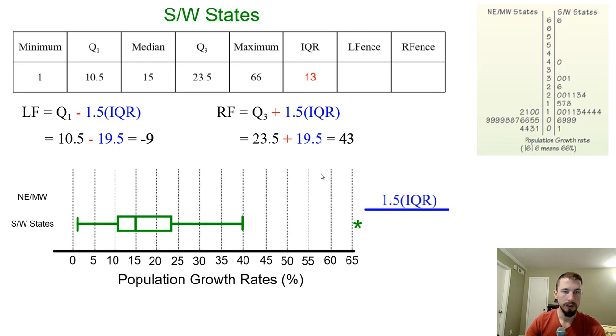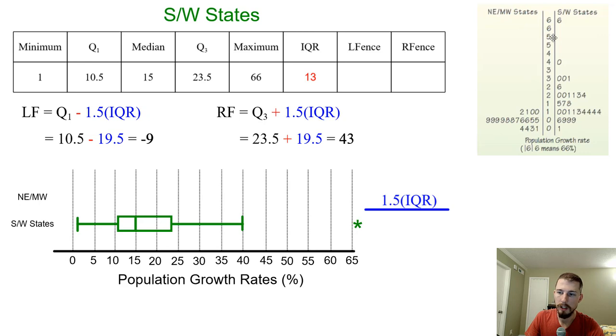All right, so we're going to talk about the growth rates for the Southwestern states and also the Northeast Midwest states. They give us the actual data shown in a back-to-back stem and leaf plot, which is nice. You can read about that if you want. Basically our stem is going down the middle, then we have leaves going to the right for the Southwest states and to the left for the Northeast Midwest states.